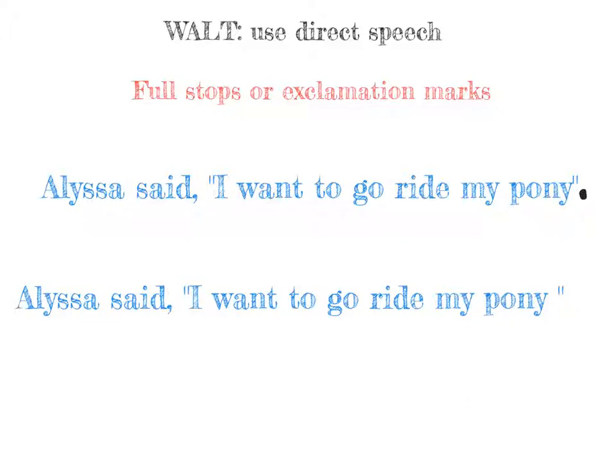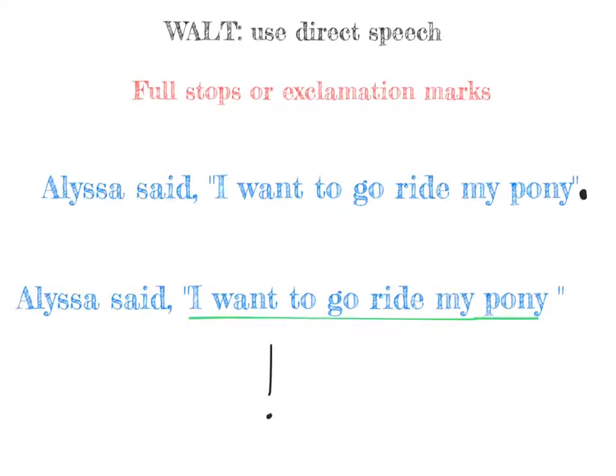If we decided that we want a different kind of punctuation, like an exclamation mark at the end, then we need to think about what an exclamation mark does. If we put an exclamation mark, that means that you should read the sentence a little bit louder, or it's like somebody might be shouting. If we put the exclamation mark after the speech marks, then it would be like telling the reader that the whole sentence should be shouted. Alyssa said, "I want to go ride my pony." But we don't want it to be said like that. We just want the words that Alyssa's saying to be a little bit louder.